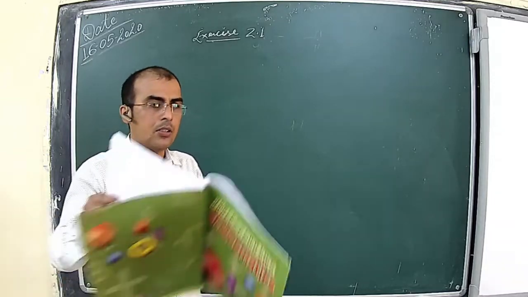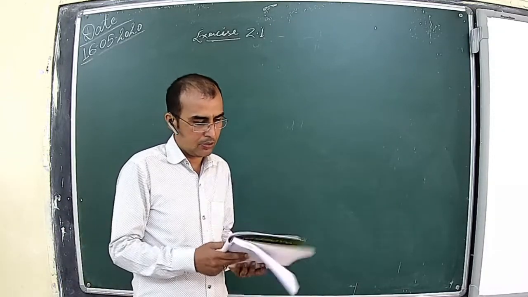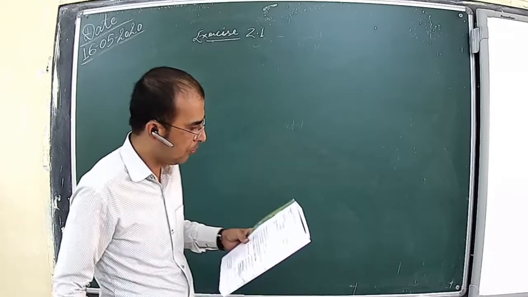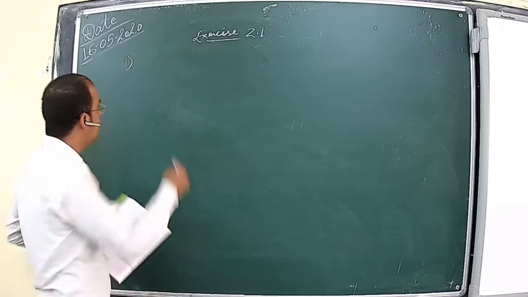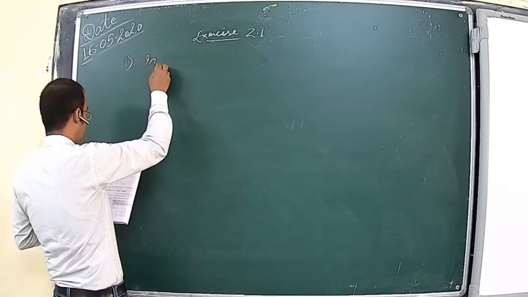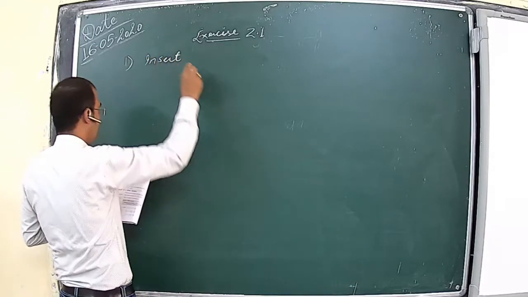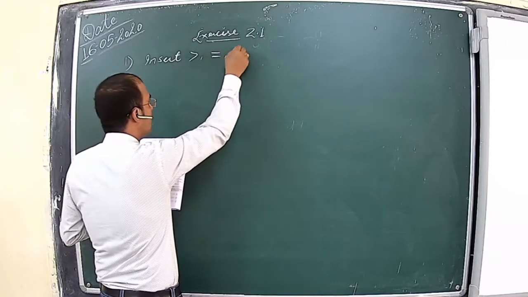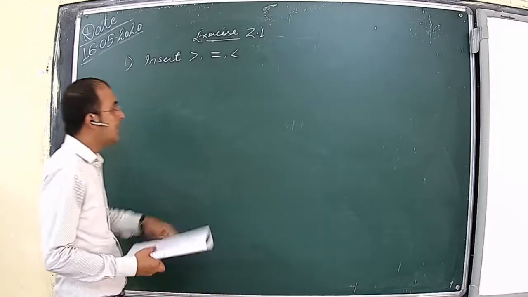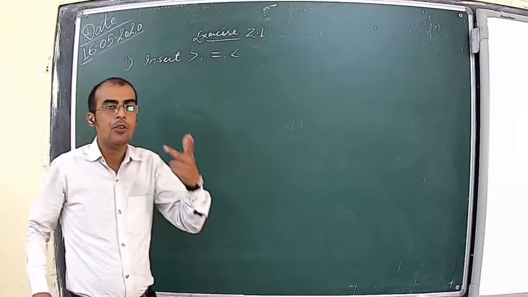According to your textbook, in exercise 2.1, the first question is to insert the sign: is greater than, equal to, or less than. You have to insert this sign in between two fractions.